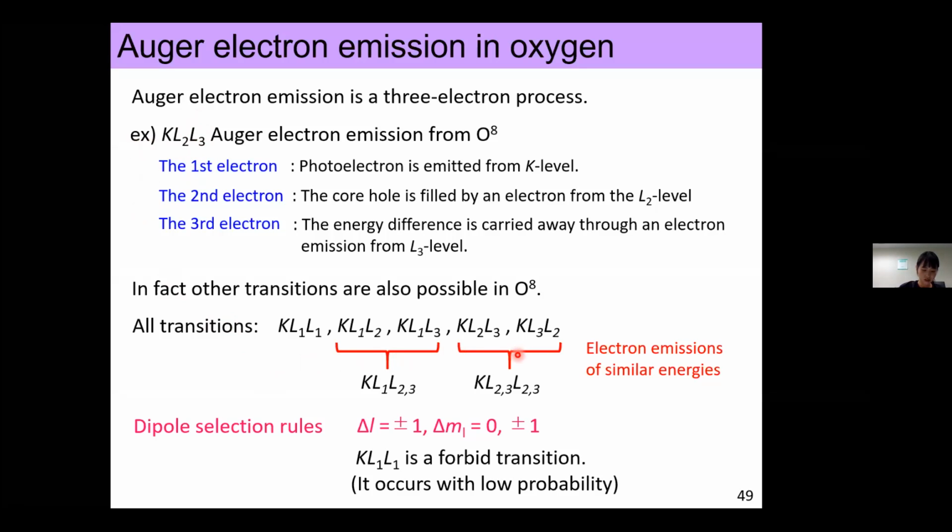All transitions are represented like this. Due to similar energies of these peaks, they are summarized like this. One more thing I have to mention is that because this is an electron transition, dipole selection rules should be satisfied. This is the dipole selection rules. According to this, KL1L1 is a forbidden transition.